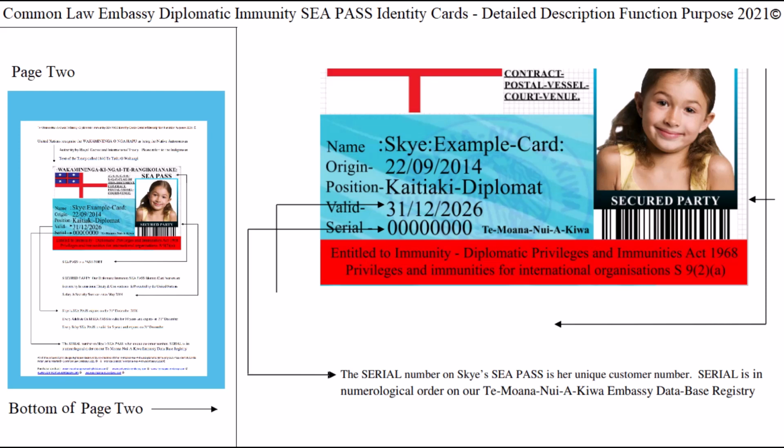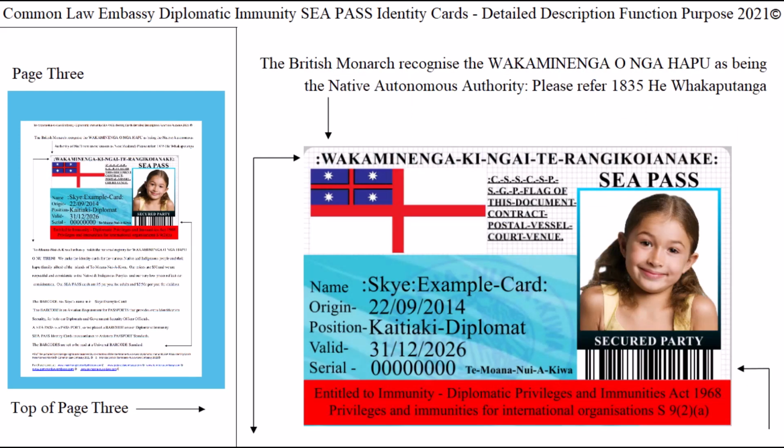The serial number on Sky's CPass is her unique customer number. And the serial numbers are in numerological order on our Te-Moana-Nui-A-Kiwa Embassy Database Registry or the Common Law Embassy Database Registry. They're all in order. We've also ensured that there's going to be no number overlap, so I take segments of numbers. So I've pre-booked the segments of numbers, and so has Peter, so that our numbers won't clash.